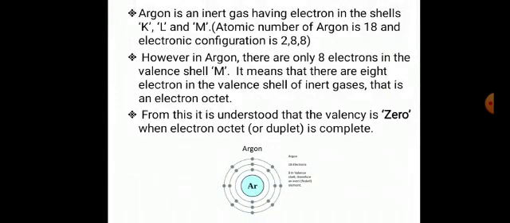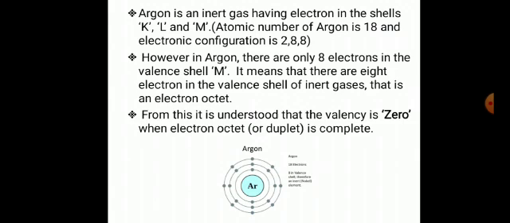Argon is an inert gas having electrons in the shells K, L, M. There are 3 shells present in the atom of argon. Atomic number of argon is 18 and electronic configuration is 2, 8, 8. Means there are 2 electrons in K shell, 8 electrons in L shell and 8 electrons in M shell. So which is the outermost shell for argon atom? M shell, right? In argon there are 8 electrons in the valence shell M.